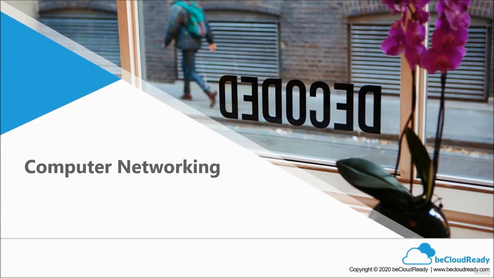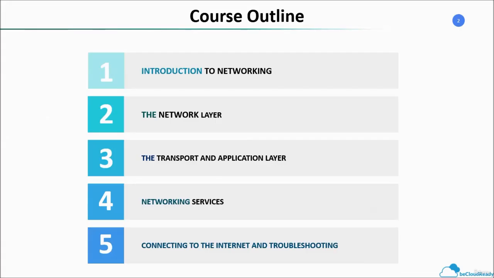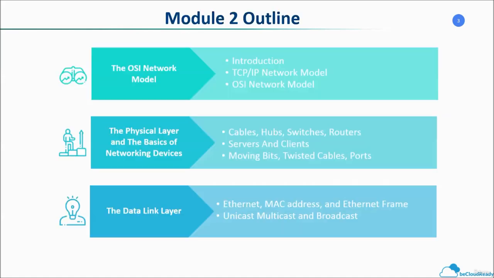We will be continuing with computer networking, and we will be continuing with Unit 1, Introduction to Networking. Now we will be focusing on Module 2, which is the physical layer and the basics of networking devices. We will cover cables, hubs, switches, and routers, servers and clients, as well as what moving bits, twisted cables, and ports are.